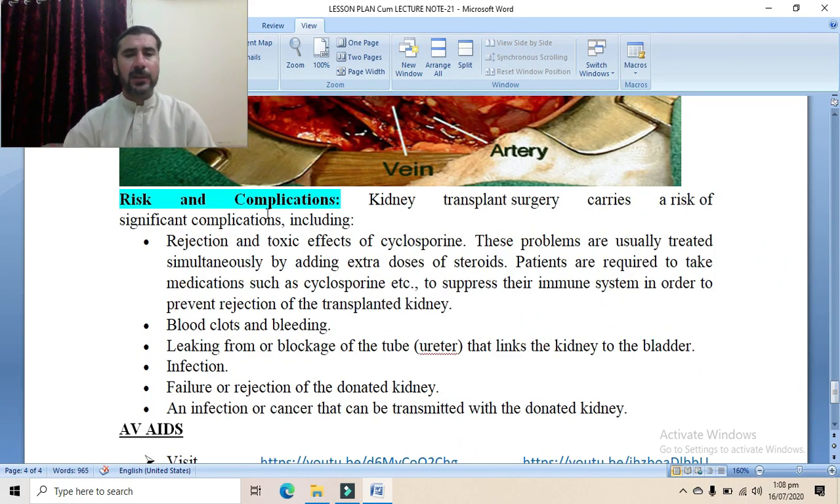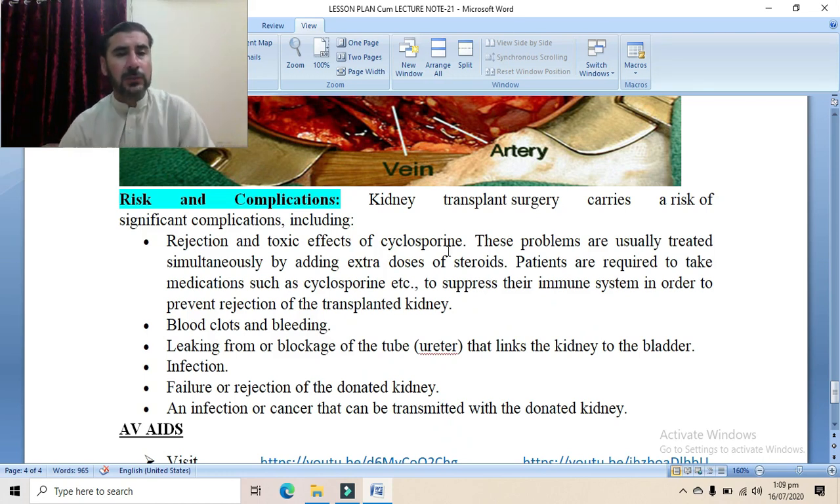Now, risk and complications. What are the risks and complications involved in kidney transplantation? Kidney transplant surgery carries a risk of significant complications, including rejection and toxic effects of cyclosporin. Now, normally cyclosporin is given to the patient who has a transplanted kidney. Now, why is it given? Cyclosporin basically suppresses the immune system of the patient so as not to react to the donor's kidney. So, rejection and toxic effects of cyclosporin.